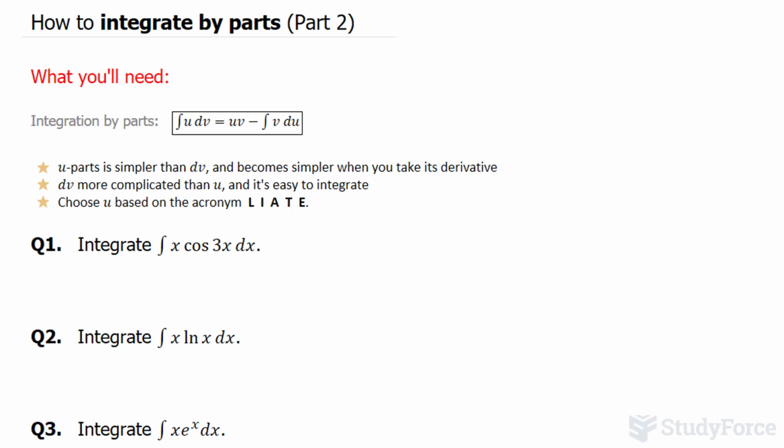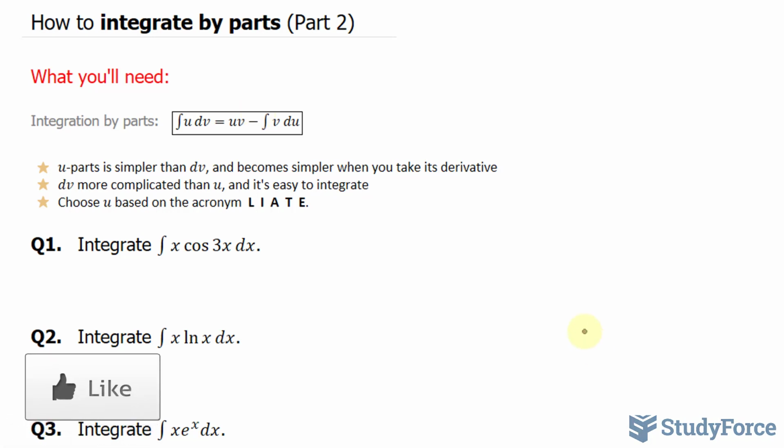And to use integration by parts, we'll use the following formula, where if we have, let's say, u dv, and we're integrating that, we can break up u and dv as uv minus the integral of v with respect to du. Now, if that's a lot to take in, let's start with question number 1, and I'll demonstrate what I mean.